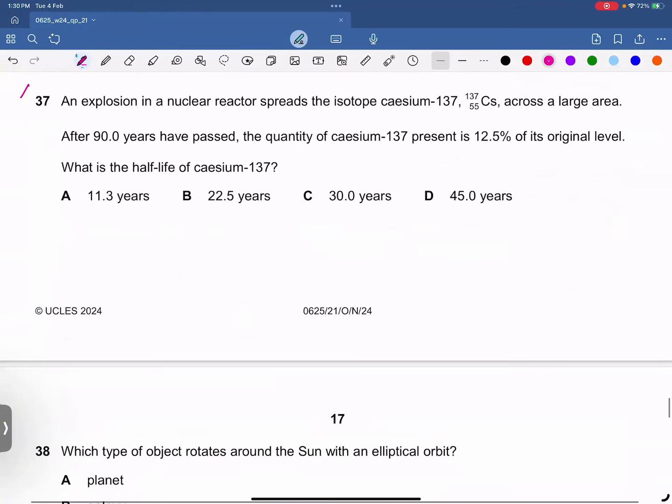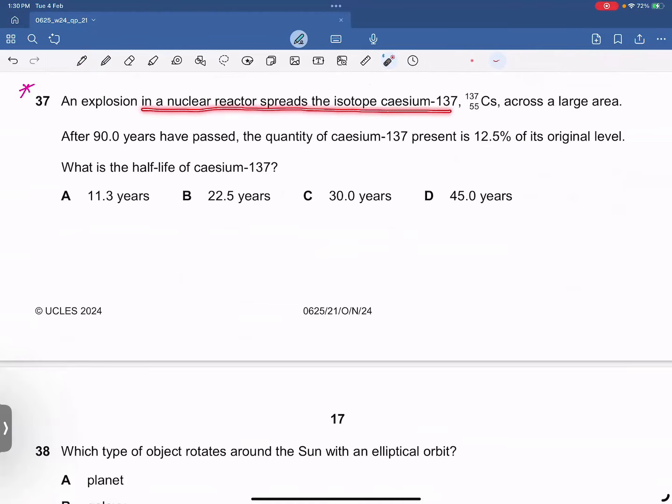Half-life, always an interesting question. I want you to revise this again and again. An explosion in a nuclear reactor spreads the isotope of cesium 137, 55 across a large area. After 90 years passed, the quantity of cesium is only 12.5%. What is the half-life? So 90 years means total time, and half-life means T half.